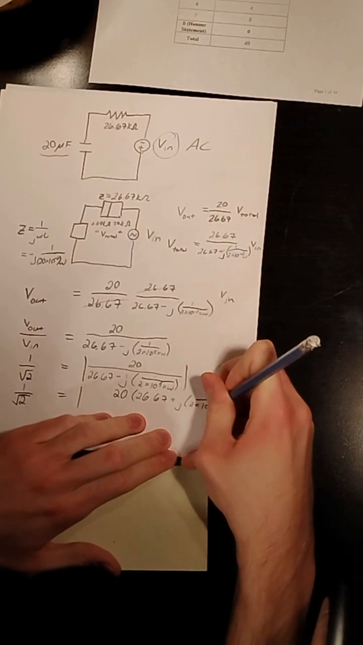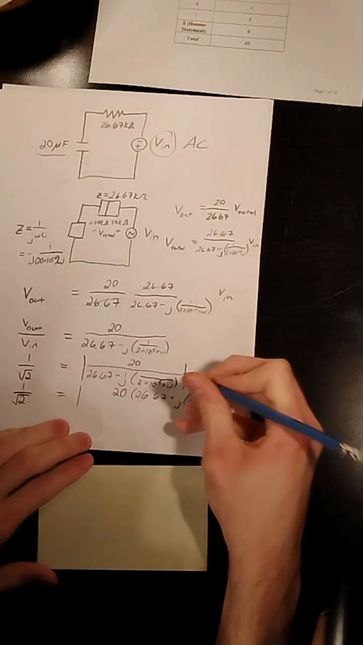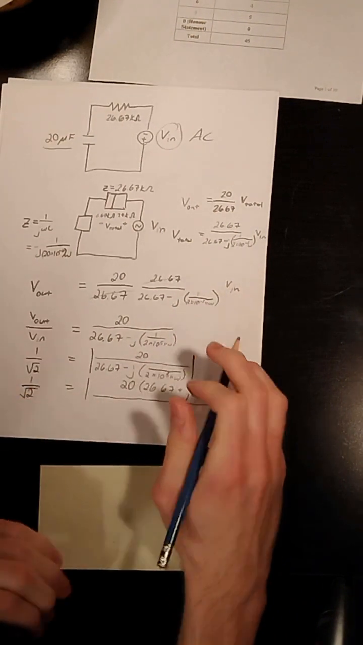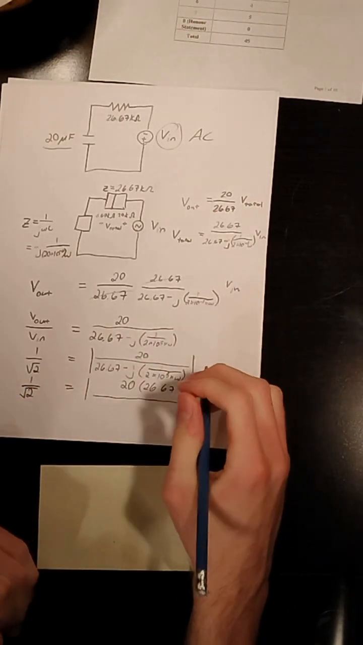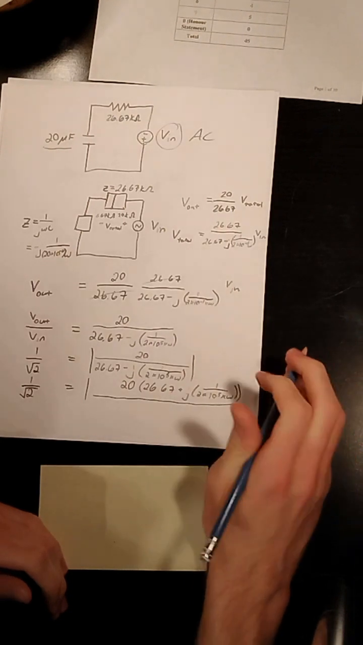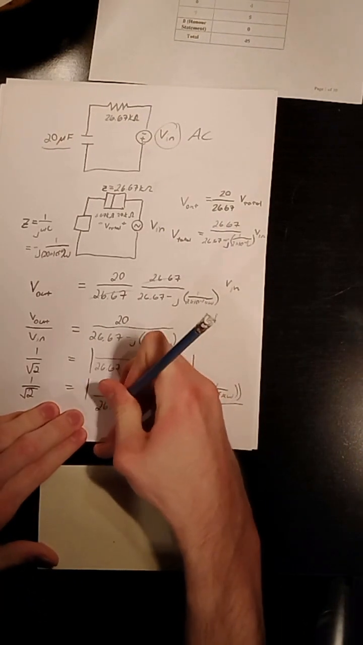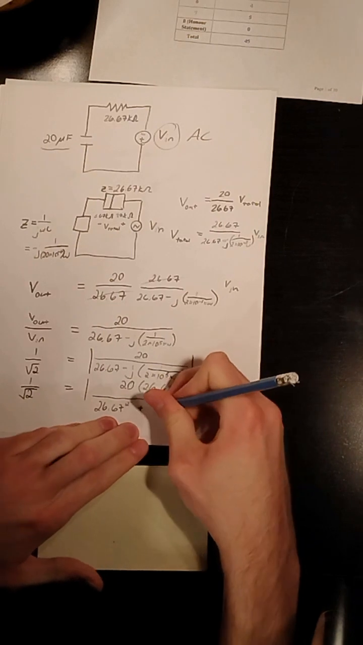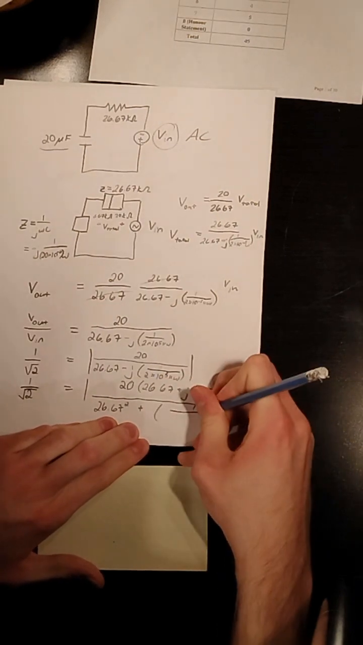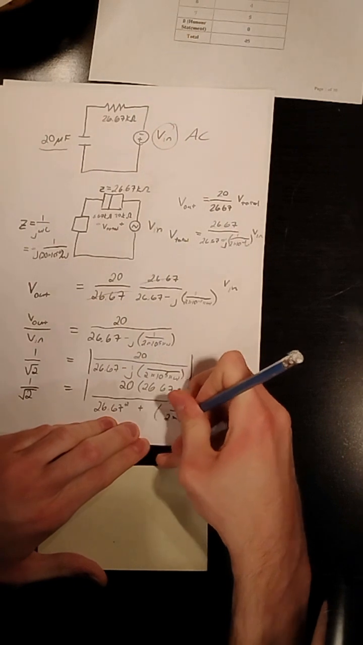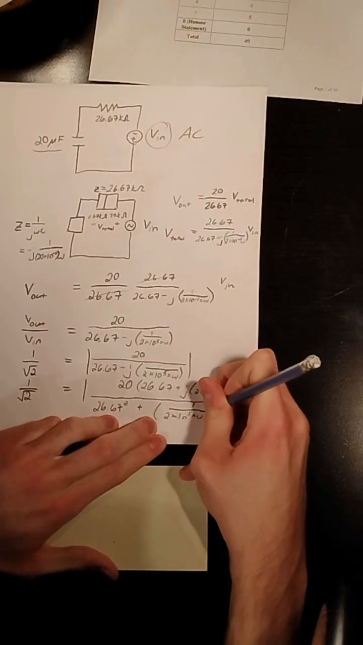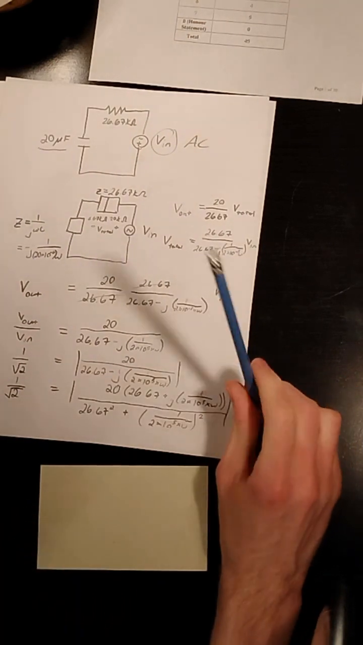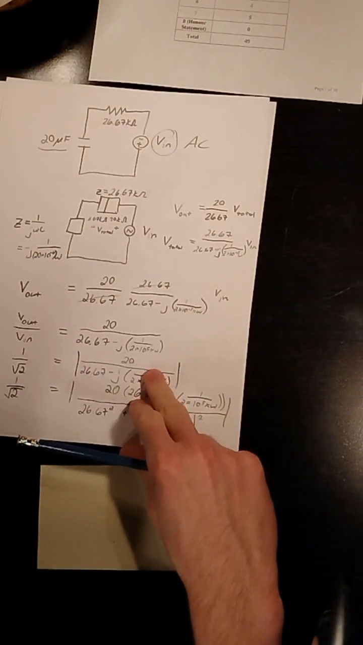And then in my denominator, since I'm multiplying this by its complex conjugate, what I would get is just the square of the real plus the square of the imaginary. So I would get 26.67 squared plus 1 over 2 times 10 to the negative 5 times omega, squared. Okay, I'm going to need a new page for this.